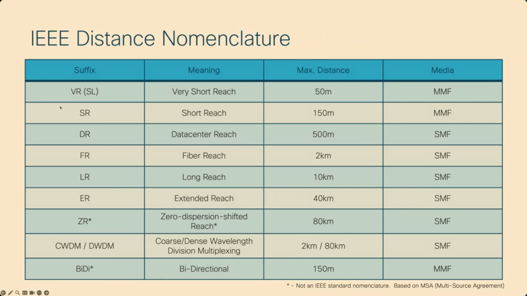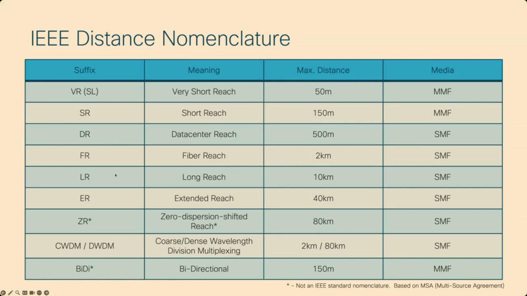Other than that, we have more typical ones. SR is short reach. It goes up to 150 meters. Once you start getting beyond 150 meters, we can no longer use multimode fiber. So we are going to go for DR, which is considered data center reach, which goes 500 meters. FR, fiber reach, goes 2 kilometers. LR, which is more traditional, is long reach, and that can go up to 10 kilometers. All of these are using single mode fiber.